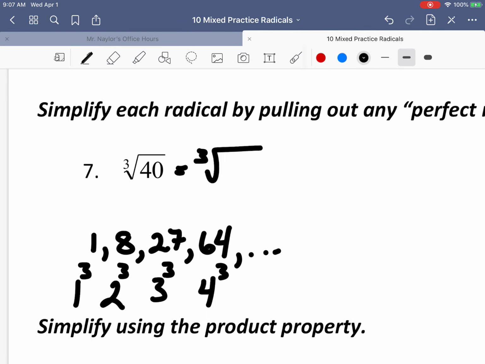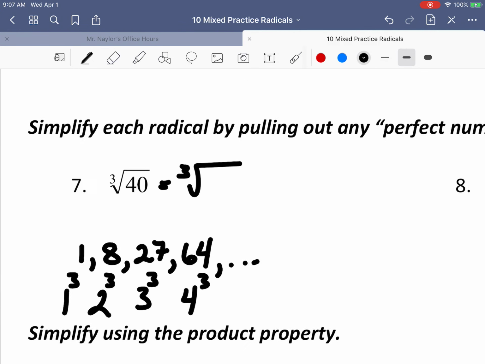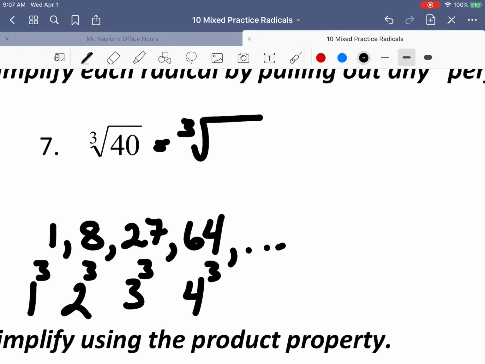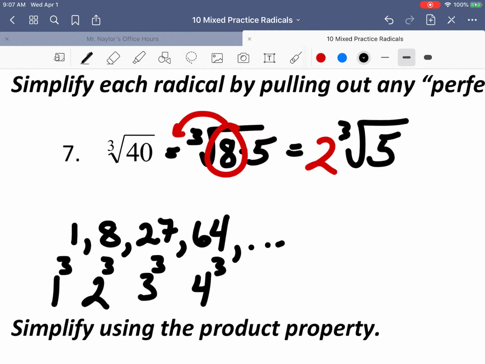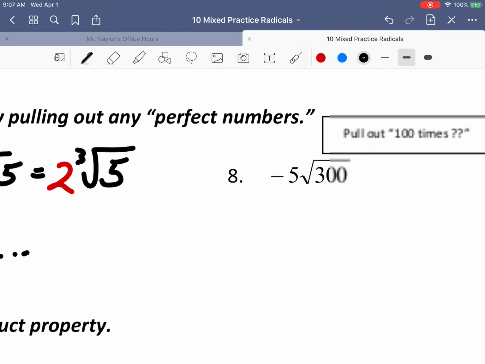So I'm looking for numbers like 1, 8, 27, or 64 that's inside of 40. And the number that you arrive at is the number 8. 8 is able to come out. The whole thing comes out. It turns into its root. That means it turns into a 2, but it leaves behind the root 5. So we have 2, the cube root of 5.